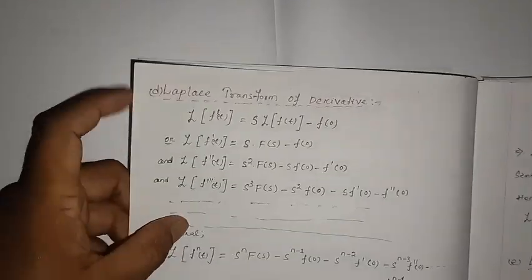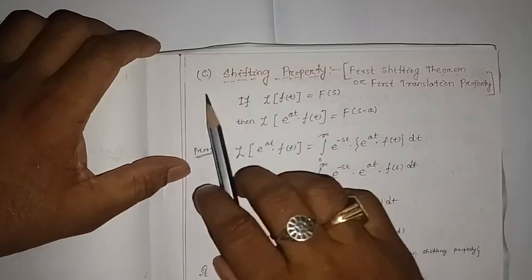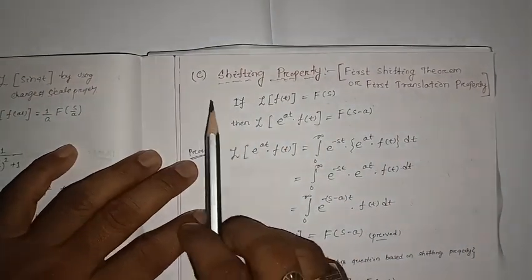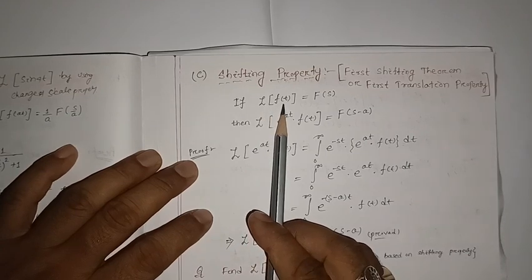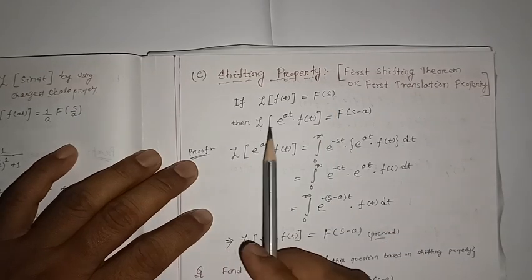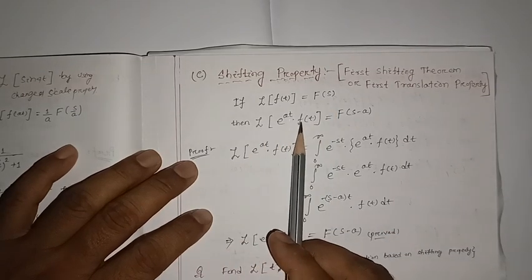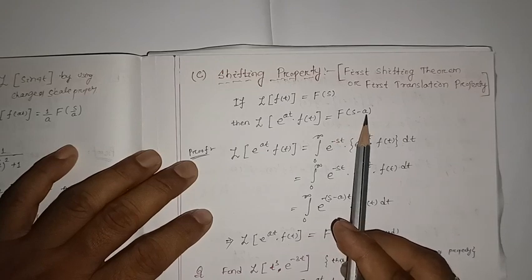Then we are going to discuss Laplace transform of derivative, then Laplace transform of integrals. So first we are going to start with this one. According to this property or theorem, if Laplace transform of f of t is equal to capital F of s, then Laplace transform of e to the power at into f of t will be equal to capital F of s minus a.